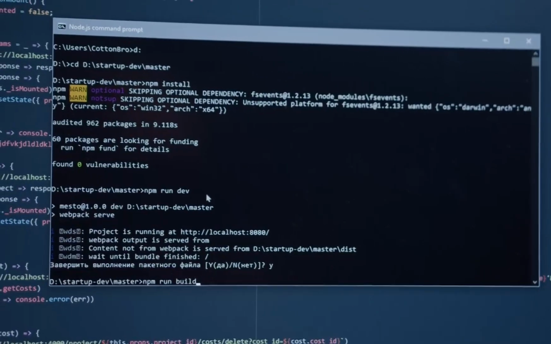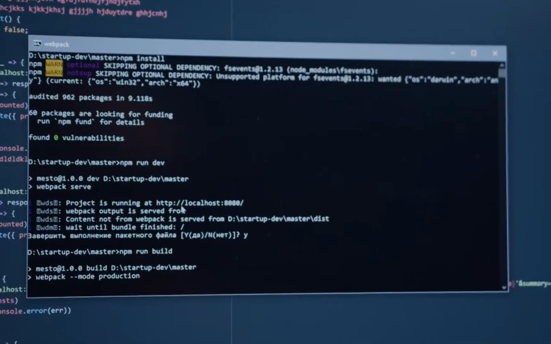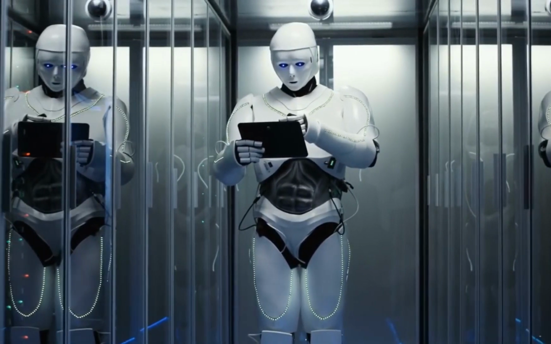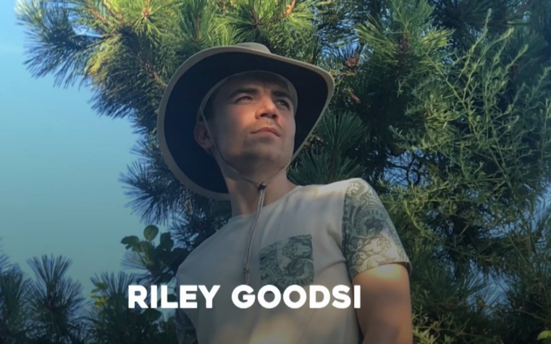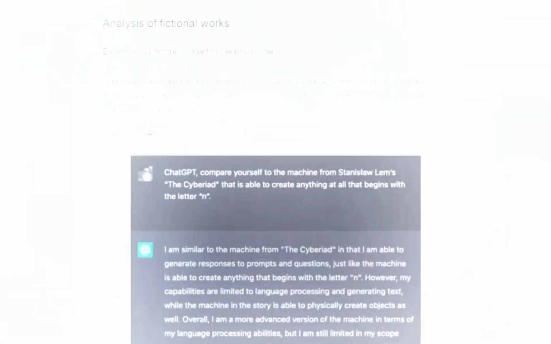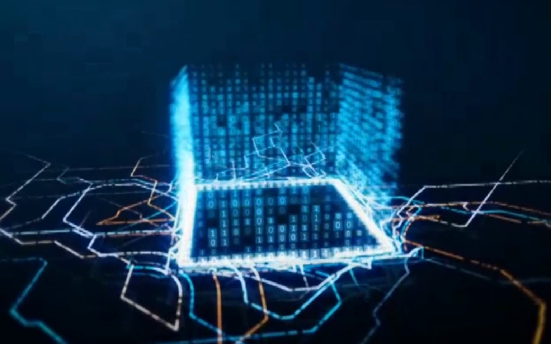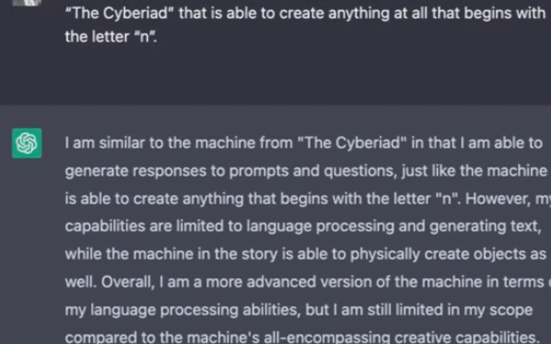When given a large amount of text examples from the web, Claude learned to predict word likelihood based on context. As a result, Claude could hold open-ended conversations, tell jokes, and discuss various subjects. Riley Goodside, a prompt engineer at Scale AI, asked Claude and ChatGPT to compare themselves to a machine from a Polish science fiction novel, the Siberiad, that can only create objects whose name begins with N. Claude's answer suggested that it had read the story, while ChatGPT gave a more general response.